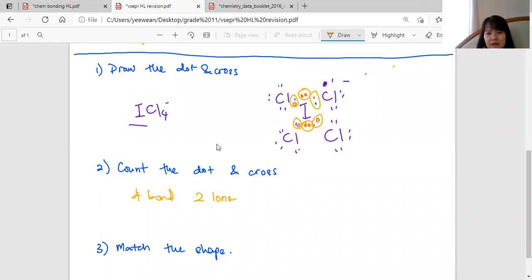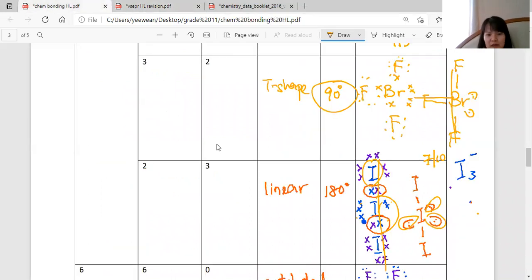Okay, now it doesn't matter where you put your extra electron, you're still going to end up with this shape. So if you have 4 bonded pairs and 2 lone pairs, if you look back to your table here, 4 bonded pairs and 2 lone pairs give you a square planar.